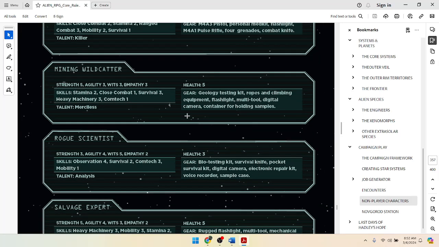All right. Strength 5, agility 3, wits 3, empathy 3. Skills: stamina, close combat, survival, heavy machinery, comtech. Talent: merciless. Gear: geology testing kit, ropes, climbing equipment, flashlight, multi-tool, digital camera, container for holding samples.